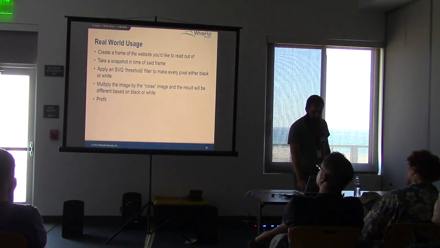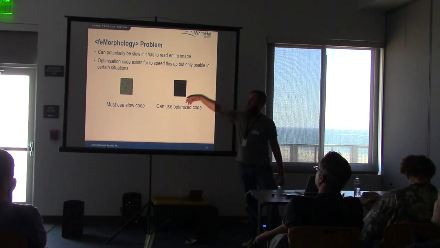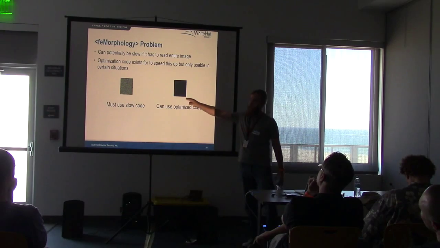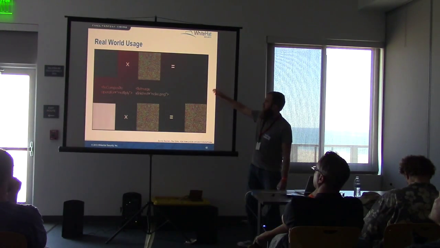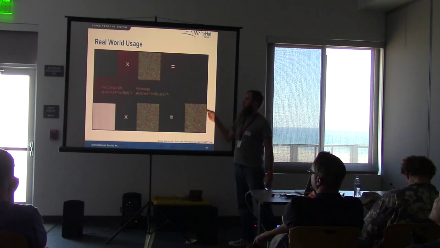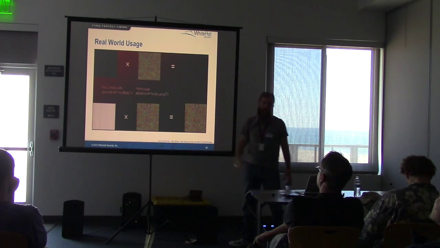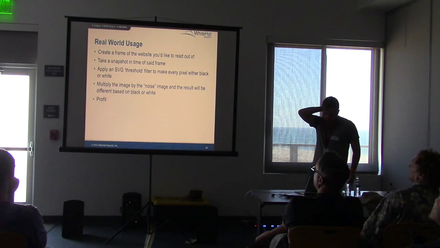So again, going back, right? If it was an all black image, it could do this FE morphology thing much, much faster than the noisy one. And now we know that we can easily, if we create an image that's all black and white, when we do this multiplication, we can end up with an image that's all black or noisy, right? And we can start to figure out these pixels. Okay, so here's the attack.